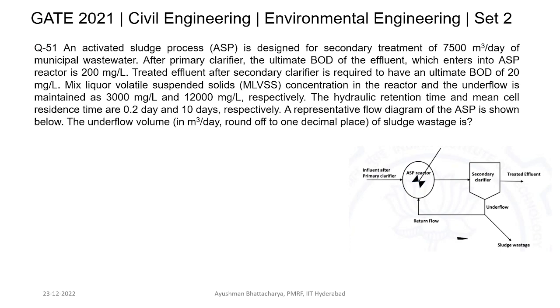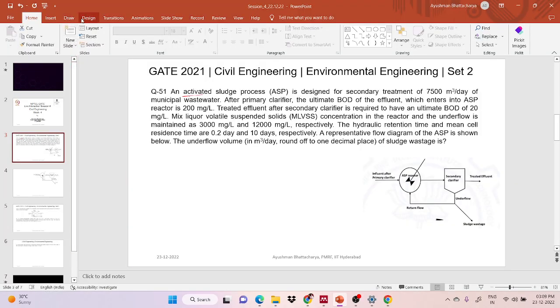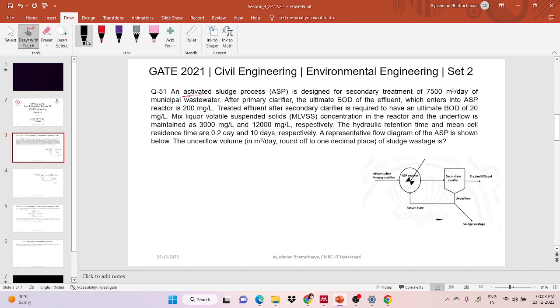So in this session, our first question will be from the GATE 2021, that is set 2. The question says, an activated sludge process is designed for a secondary treatment of 7,500 meter cube per day of municipal wastewater.